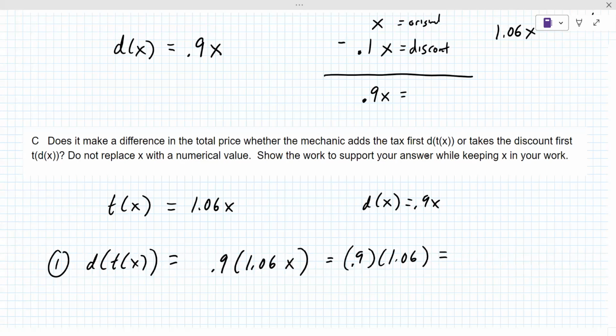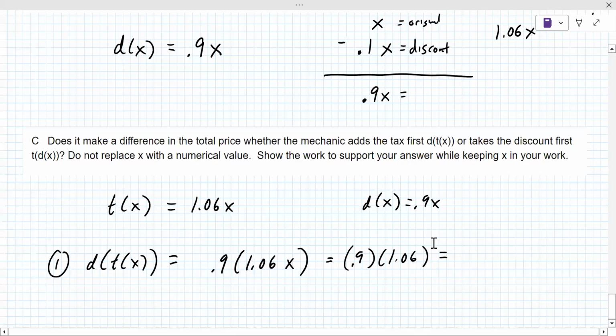So I'm just gonna catch up a little bit before I go straight to the calculator. So you want me to multiply 0.9 times 1.06, right? Yep, and then we're just going to put a little x next to it.